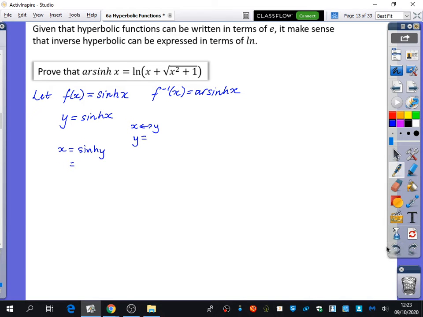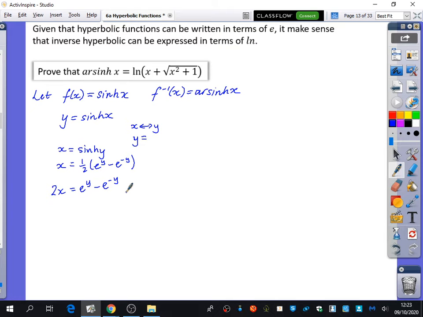Yes, exactly. I'm going to say that x is equal to a half of e to the y minus e to the minus y. That is what sinh y is. And we're now going to try and make y the subject of this equation. So, double both sides. 2x equals e to the y minus e to the minus y.